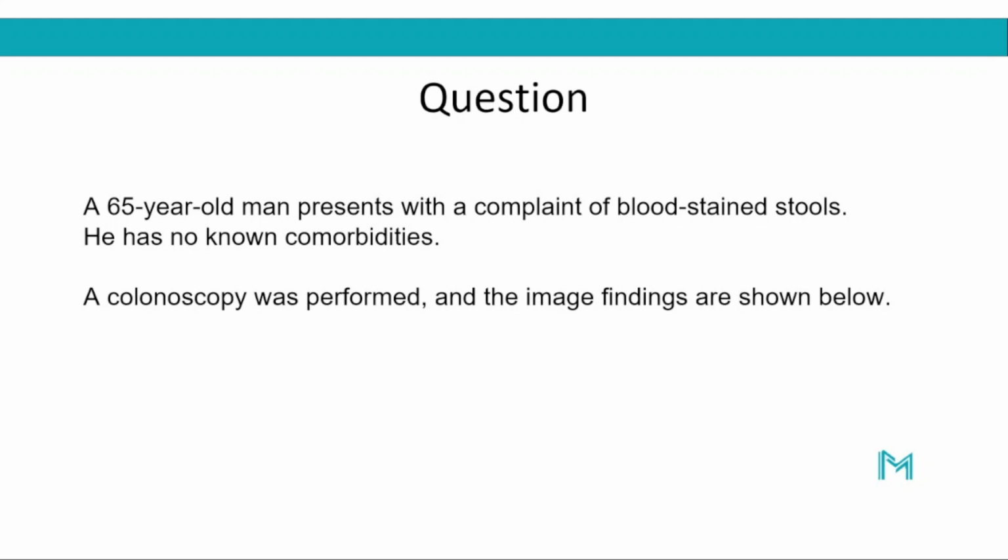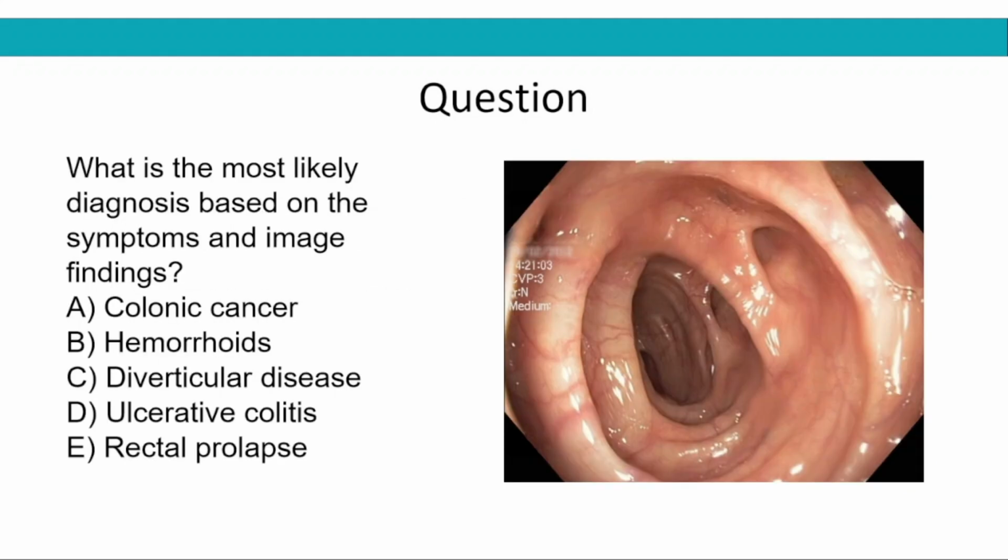Today's question says, a 65-year-old man presents with complaint of blood-stained stools. He has no known comorbidities. A colonoscopy was performed and the image findings are shown below. So this is a colonoscopy image, and the question says, what is the most likely diagnosis based on the symptoms and the image findings? So we have colonic cancer, hemorrhoids, diverticular disease, ulcerative colitis, and rectal prolapse.